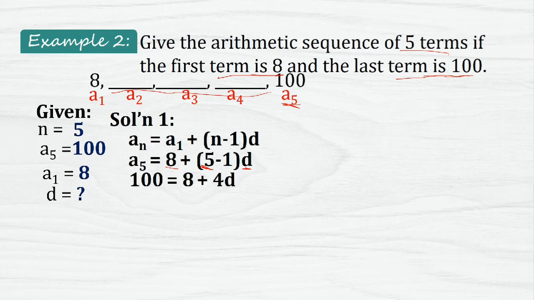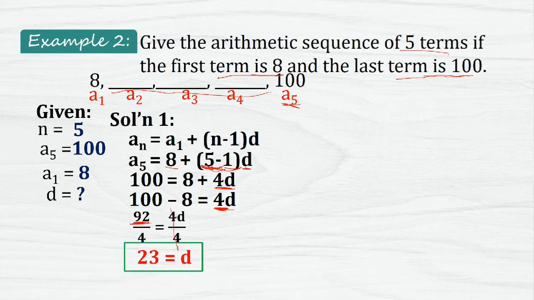5 minus 1 is 4. 4 times d is 4d. Transpose positive 8, making it negative 8. So, that's 100 minus 8 equals 4d. 100 minus 8 is 92. Then, since we have the variable d here with a coefficient, we have to divide both sides by the coefficient 4. So, cancel. 92 divided by 4 is 23. Therefore, the common difference is 23.